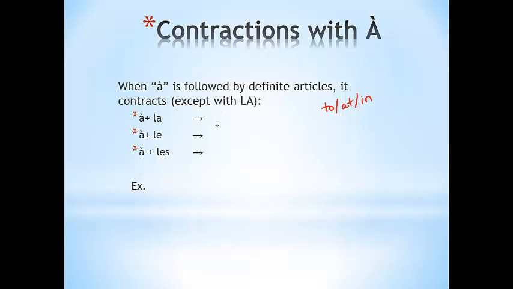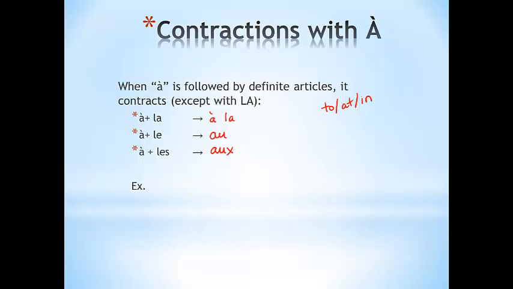It's going to depend on your context which English equivalent you choose. So, à la, à plus la doesn't contract, it's just à la. À plus le contracts to give you au. And then à plus les contracts to give you aux. So these two, à plus le and à plus les, are pronounced the same way, but they're spelled differently. Au and aux. So here are a couple of examples.